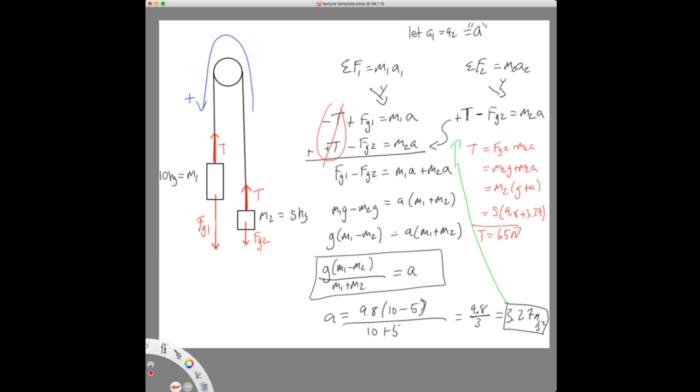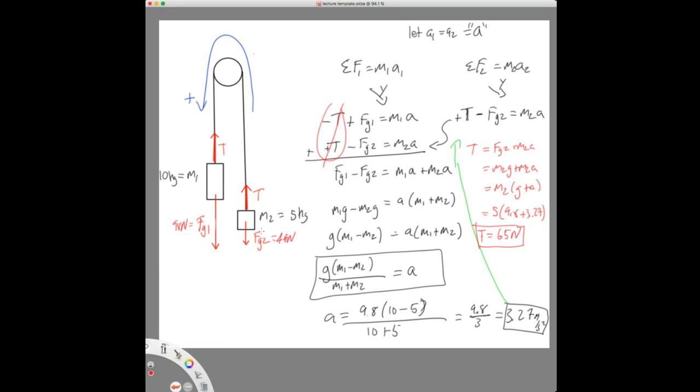So some of our problems will want us to do that as well. We want to see how we can find the tension. And just for comparison, force of gravity 2 would be 49 newtons, and force of gravity 1 would be 98 newtons if we use it. So the tension is kind of right in the middle of those two numbers.